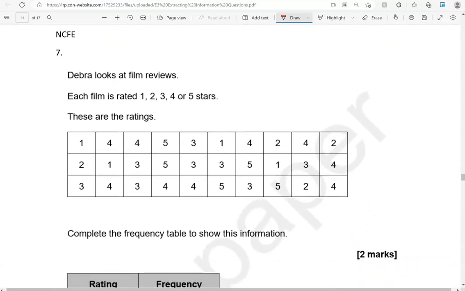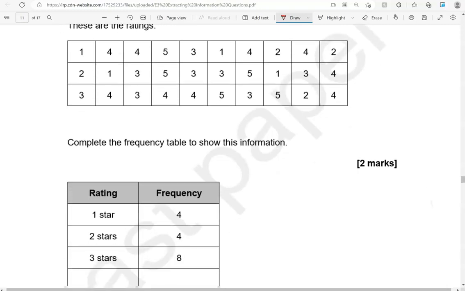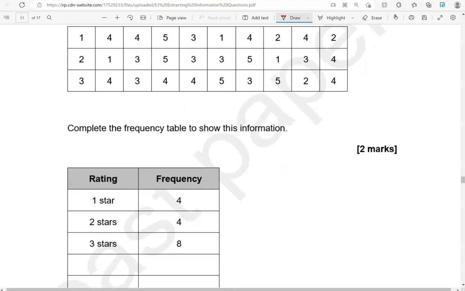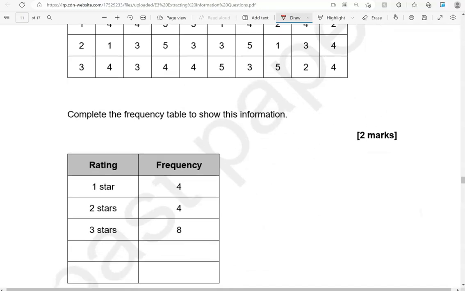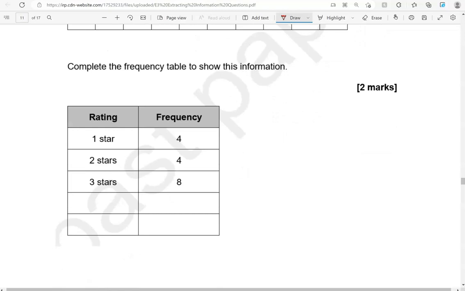Deborah looks at film reviews. Each film is rated 1, 2, 3, 4 or 5 stars. These are the ratings. Complete the frequency table to show this information. So we've got the frequency for 1, 2 and 3 stars. We haven't got it for 4 stars and 5 stars.